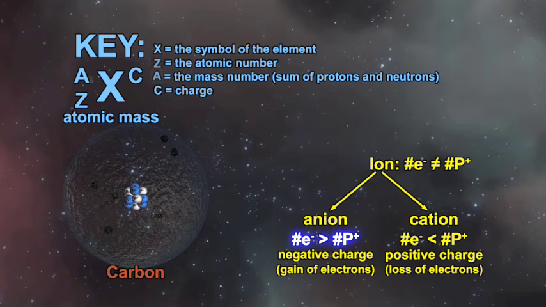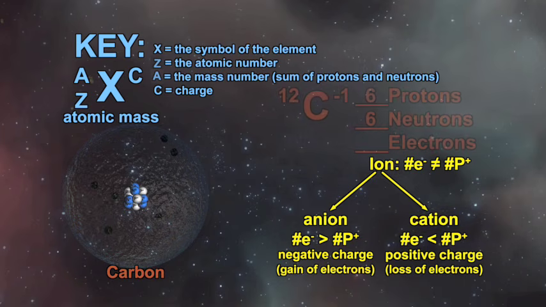If an atom has more electrons than protons, this ion is called an anion, which has a negative charge, and if an atom has less electrons than protons, this ion is called a cation, which has a positive charge. For example, if carbon gained an extra electron, there would be 1 more electron than protons. Thus, it would have 7 electrons and a negative 1 charge.